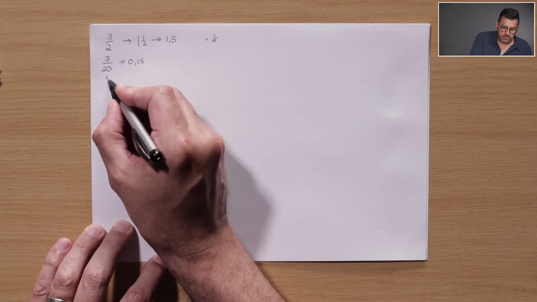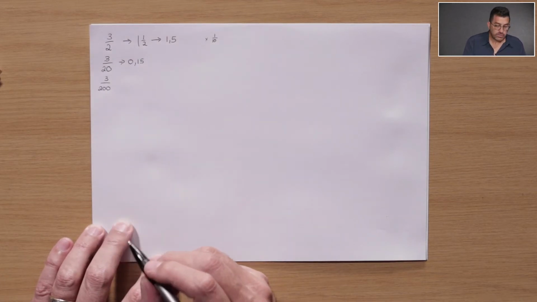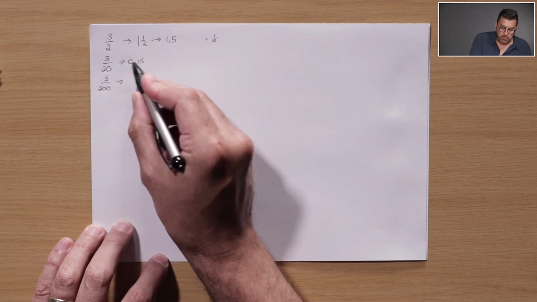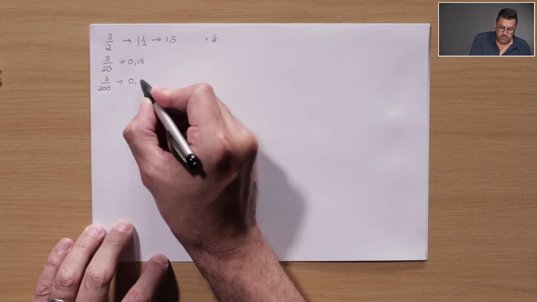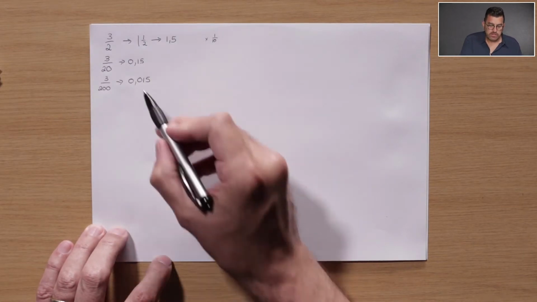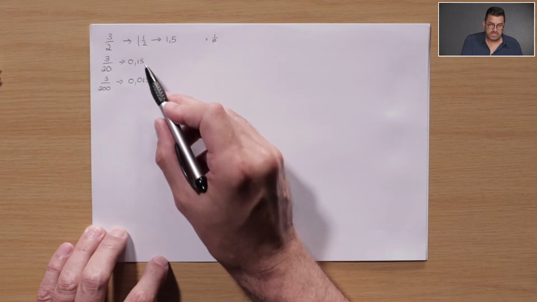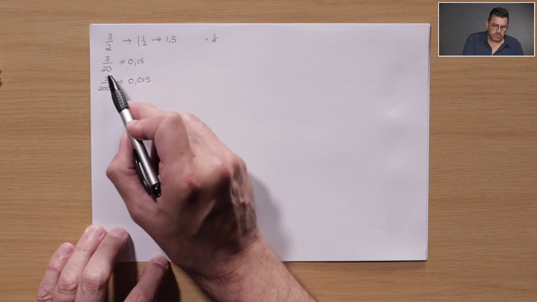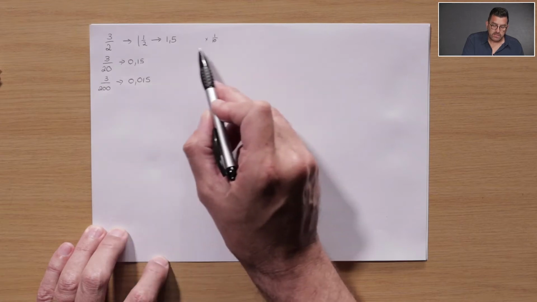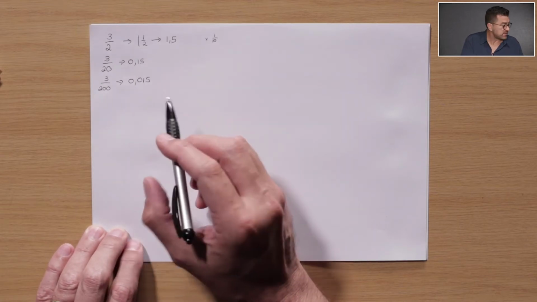Now let's increase our denominator by another factor of 10, so that becomes 3 over 200. Then punch it into your calculator, you'll see it becomes 0.015. So it's even smaller than the previous number. So let's just see what we're doing. We're making our denominator bigger, and the actual value of our number is becoming smaller and smaller.